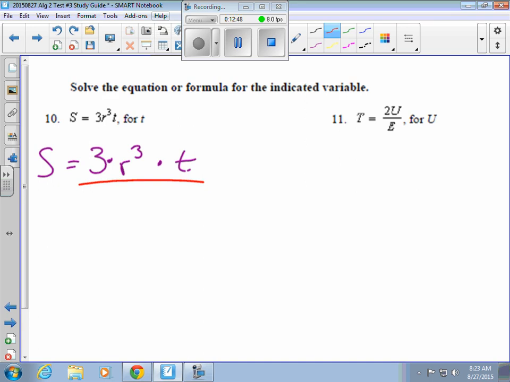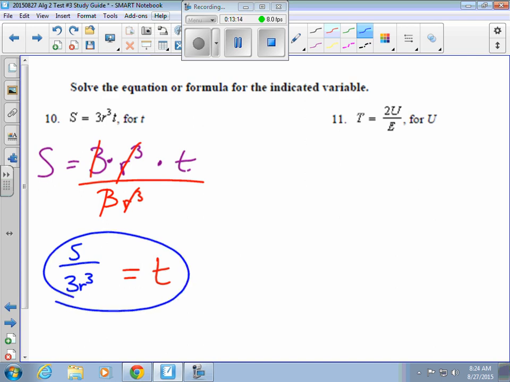If we want to keep t all by itself, you're going to divide by everything that's not t on the right. So everything that's not t on the right is 3 and r cubed. This cancels this, and this cancels this, so we're left with t. That's what we wanted. If you do it to the right side, you have to do the same thing to the left side. So what we do is we divide s by 3r cubed, and t is by itself now, and that's what we need.